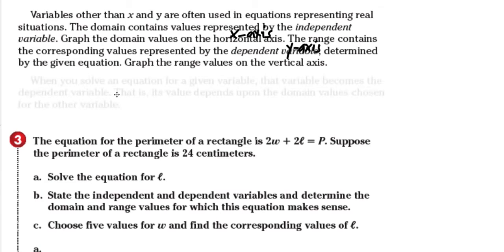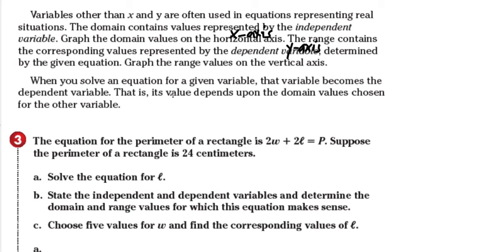When you solve an equation for a given variable, that variable becomes your dependent variable. That is, its value depends upon the domain values chosen for the other variable. Take note of that so that you know what becomes dependent and independent when you're solving equations.